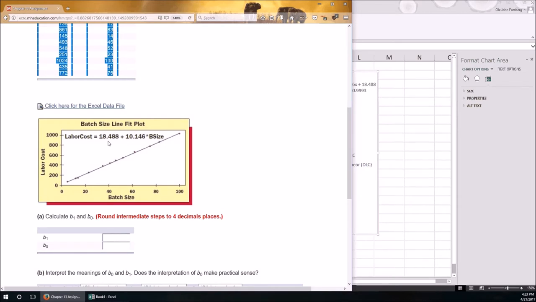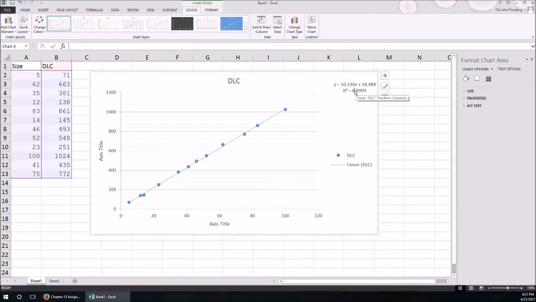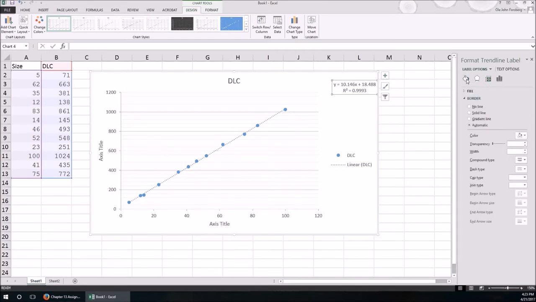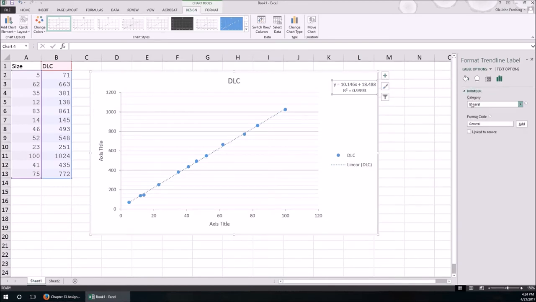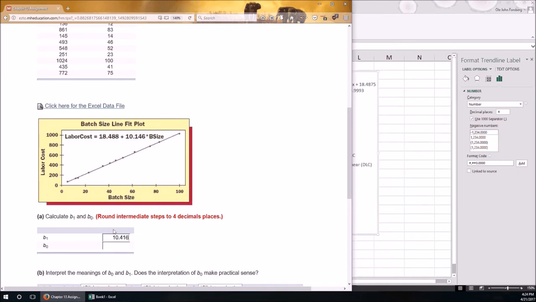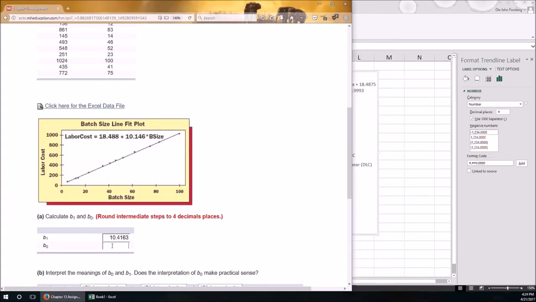Oh, we need to round this to 4 decimal places, but it's only giving it to us in 3. That's problematic. We could go back and do the calculations by hand, or we can find some way of getting Excel to give that to us. Let's see. Can I specify numbers? Aha! Number category, and instead of 2 decimal places, I want 4. Aha, 10.1463 is B1. And B0 is 18.4875. So we kind of got around Connect.